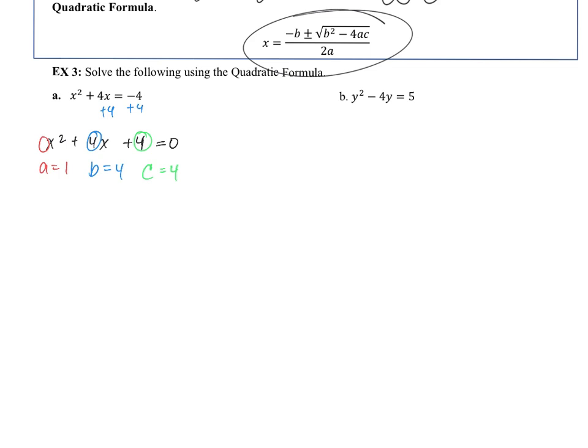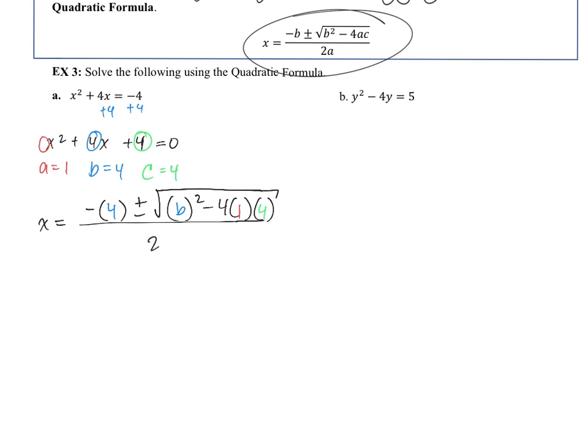Let me go ahead and write, what variable are we solving for? X. Okay, so I know I can write x equals. Okay, so x equals, and the quadratic formula, negative b. So what's my b value? 4. Plus or minus the square root of b squared minus 4ac, all over 2 times a.